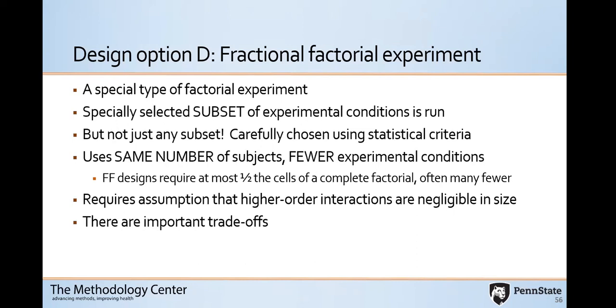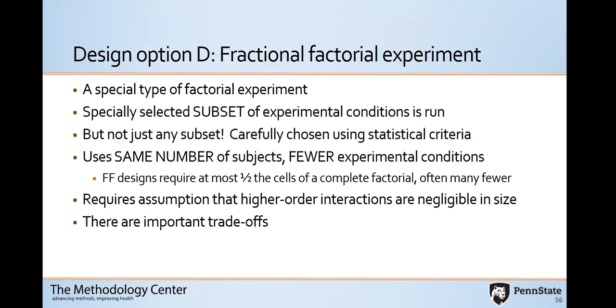This is a special type of factorial experiment, fractional factorial experiments, where you don't run all of the experimental conditions. Instead, you run a specially selected subset of experimental conditions. And the term specially selected is really important here. You don't just select any subset. It's a carefully selected subset, and it's selected using statistical criteria. So you don't look at a list and pick the conditions you think are interesting. Totally based on statistical criteria.